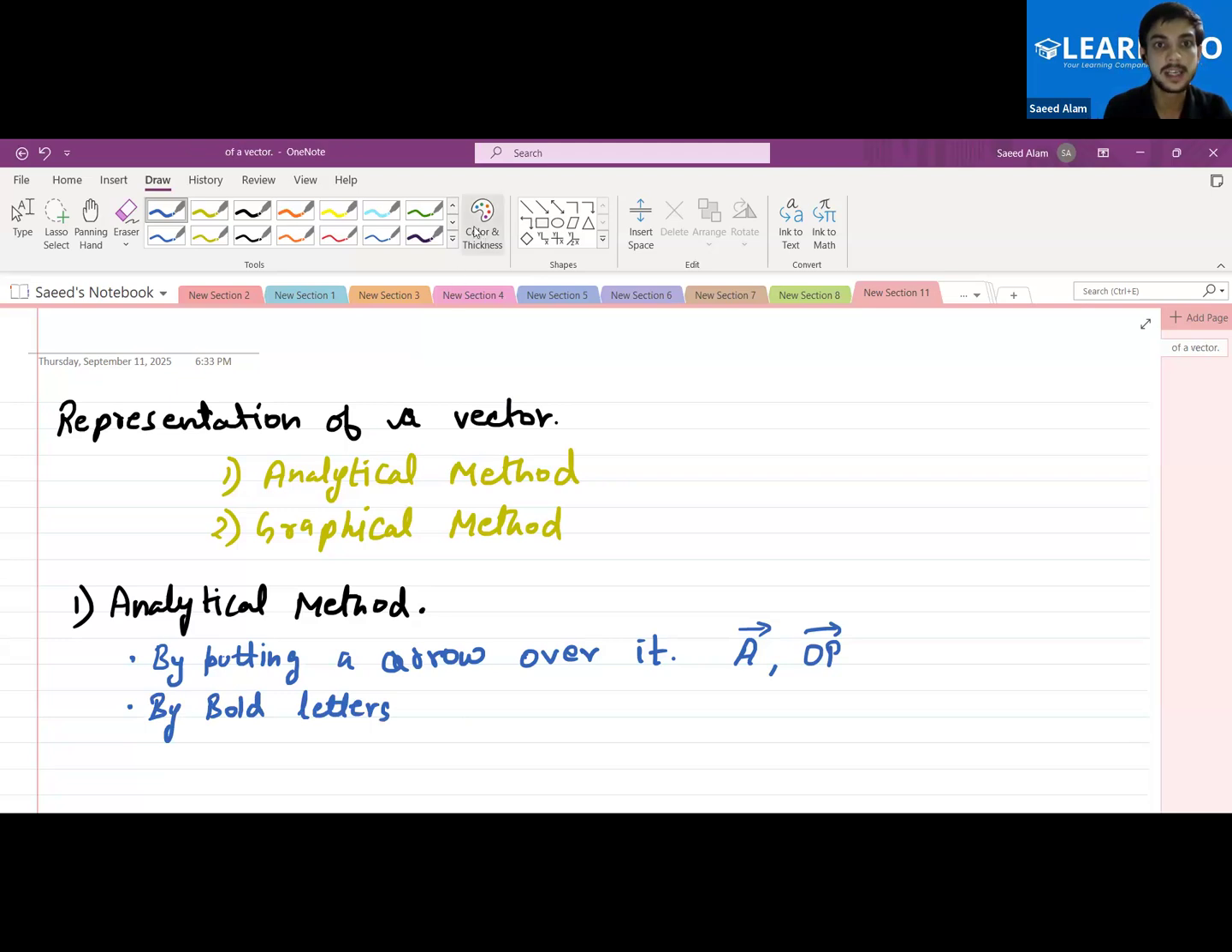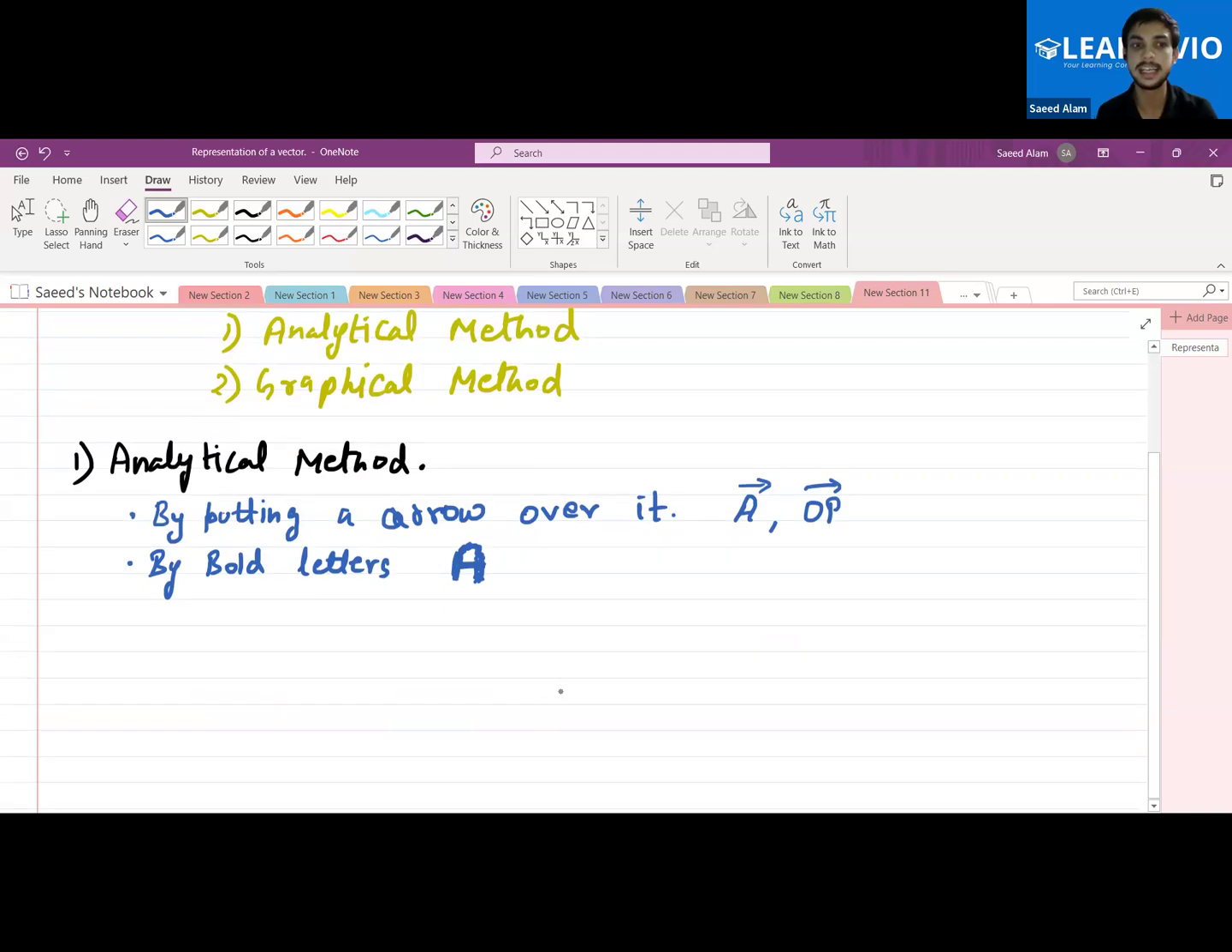What do we mean by bold letters? If I need to write A, I'll write it somewhat like this with bold letters. It becomes very tedious to represent it that way, so we'll never follow this particular notation. So this is the analytical method of writing a particular vector. Understood? Yes. Okay.